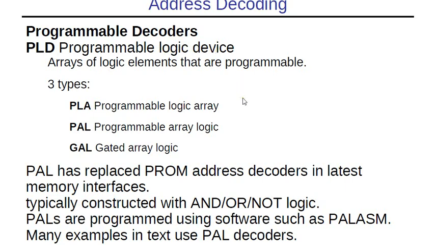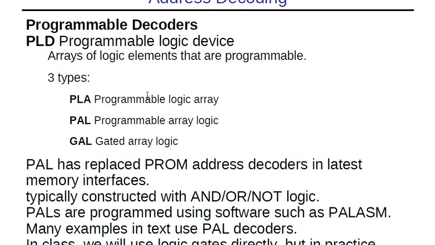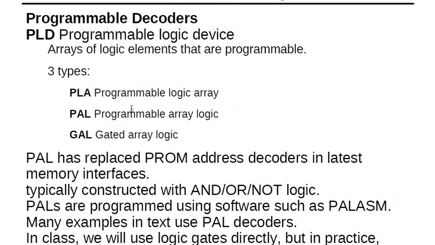It has three types: PLA, PAL, and GAL. PLA is for programmable logic array, PAL is for programmable array logic, and GAL is for gated array logic. In programmable array logic, we can easily program the logics, and in the other, we cannot easily do so.